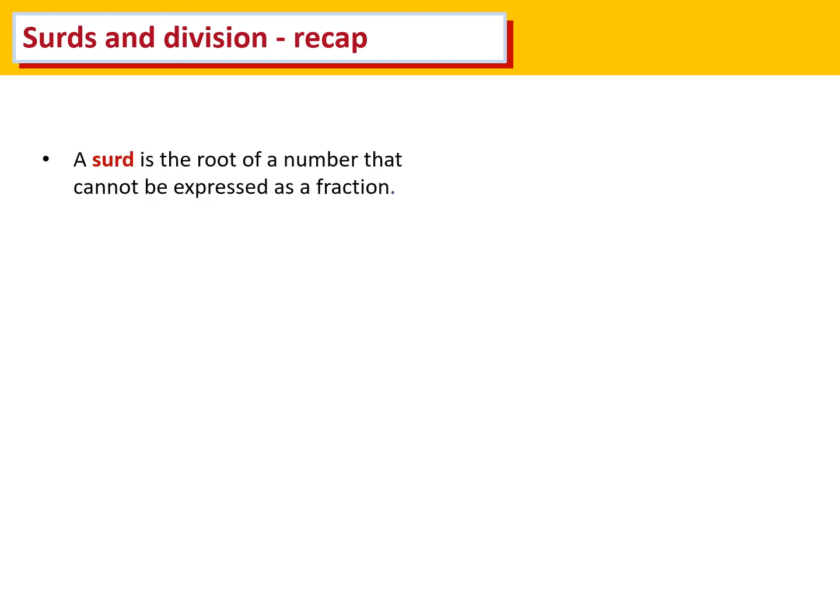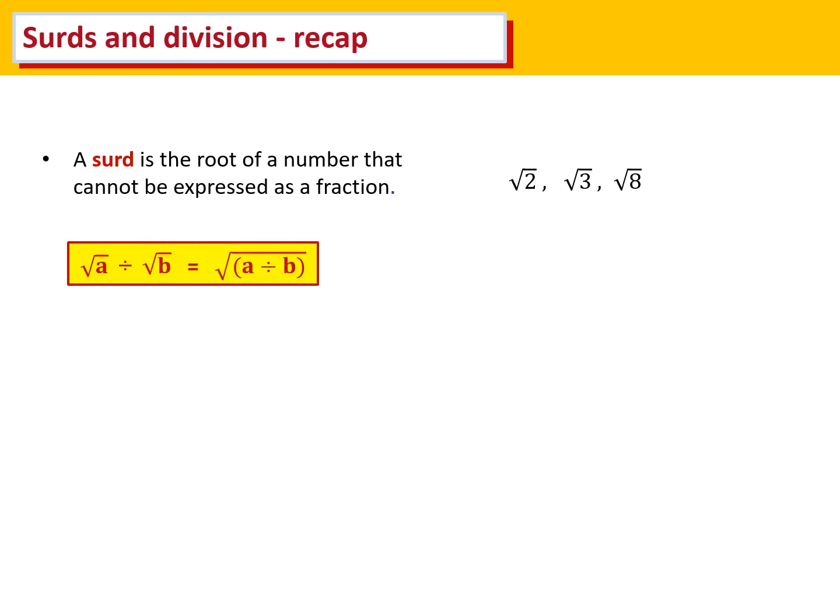Let's put all this together in a recap. A surd is a root of a number whose value cannot be expressed as a fraction, such as root 2, root 3, root 8. Really, you are looking for the square root of any number that is not a square number. Surds follow this rule that the square root of a divided by the square root of b equals the square root of a divided by b.